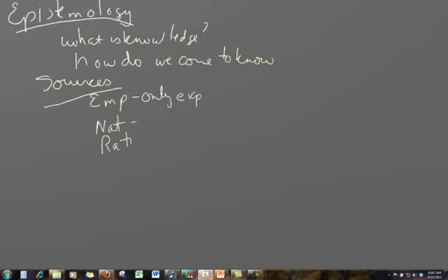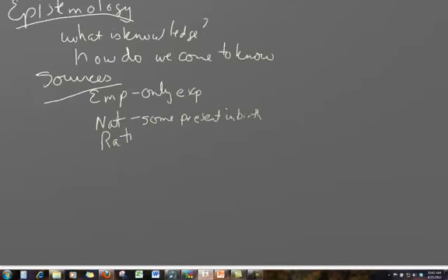Nativism suggests that some knowledge is innate, or present at birth. So we do know some things at birth according to this perspective. And rationalism suggests that reason is the source of knowledge. We can come to know things just by reasoning through them and coming to logical conclusions.